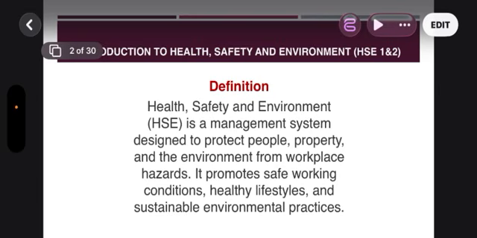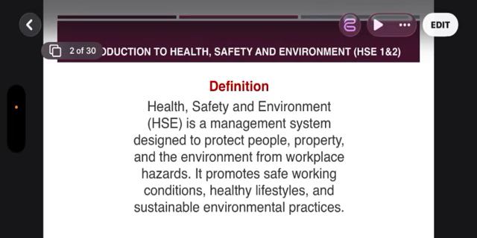So let us dive into the class, health, safety, and environment. As you can see on what we have here, health, safety, and environment is defined as a management system designed to protect people, properties, and the environment from workplace hazard. It promotes safe working conditions, healthy lifestyle, and sustainable environmental practice.